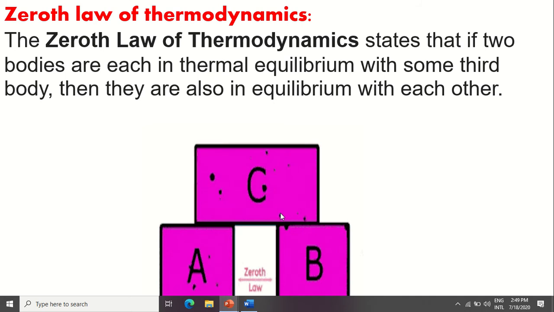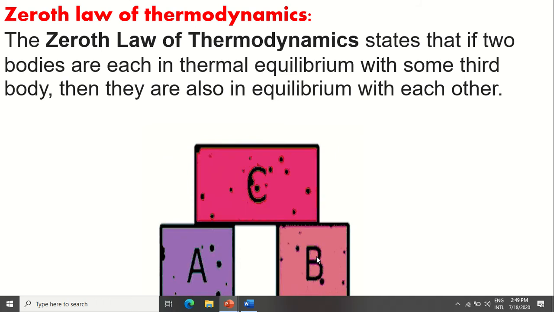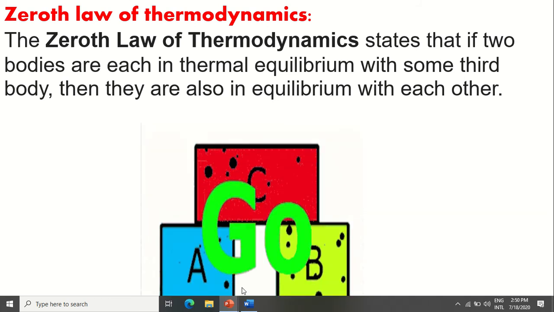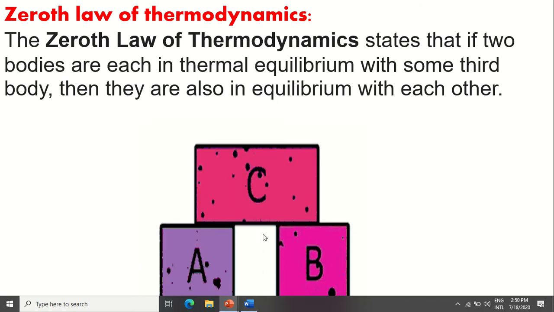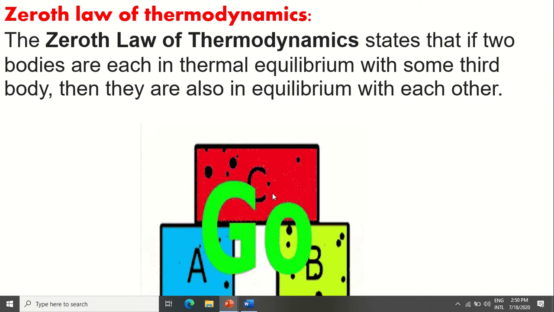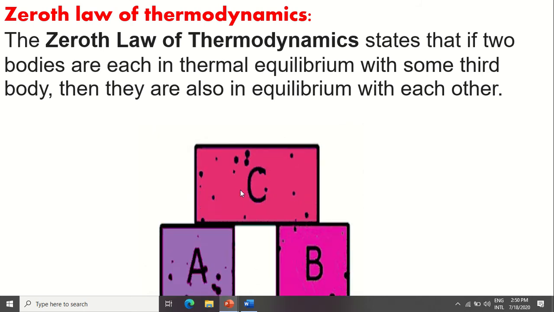Look here, A, B, C are three objects. Here A and B are in thermal equilibrium. That means both A and B have the same temperature. Between A and B, some insulating material is kept, which means no heat will be exchanged between them. A and B are kept in thermal contact with C, which is at a different temperature.